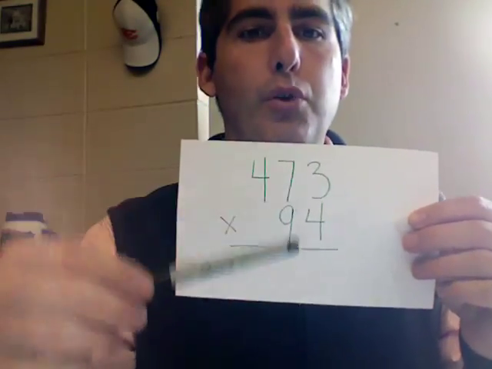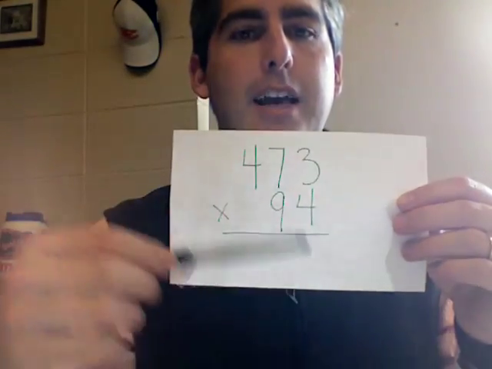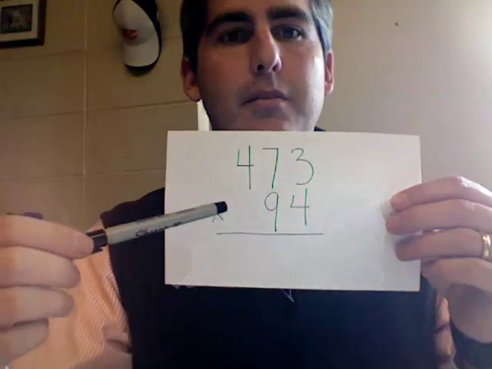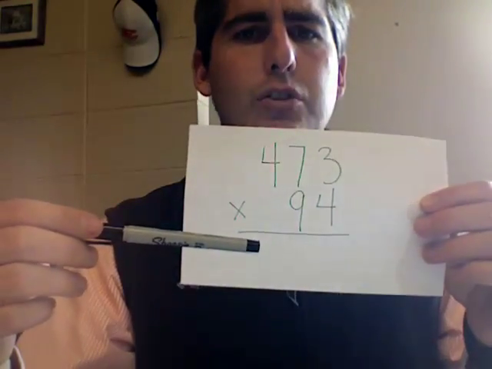Hence the name partial products, because you're finding 6 products, adding them up to become a sum, and that is actually your product. I know it sounds a little confusing, but as I show you the steps, you should understand.